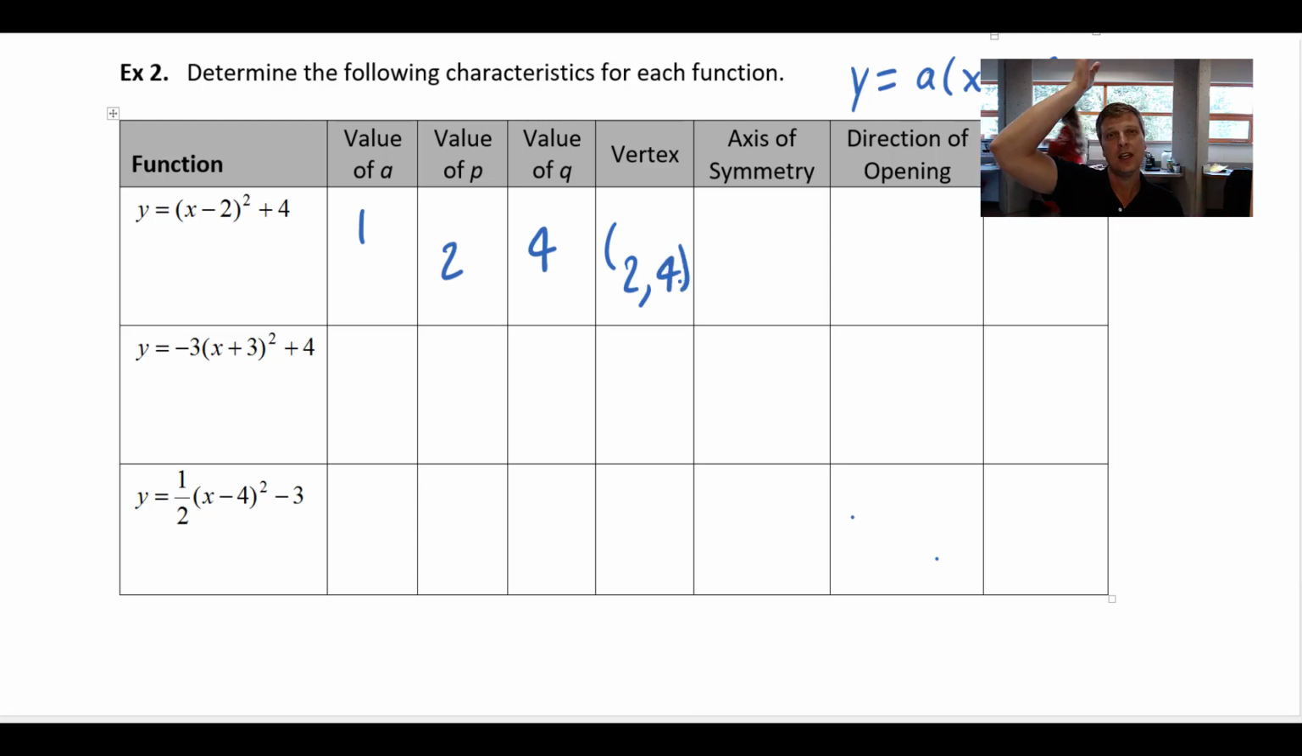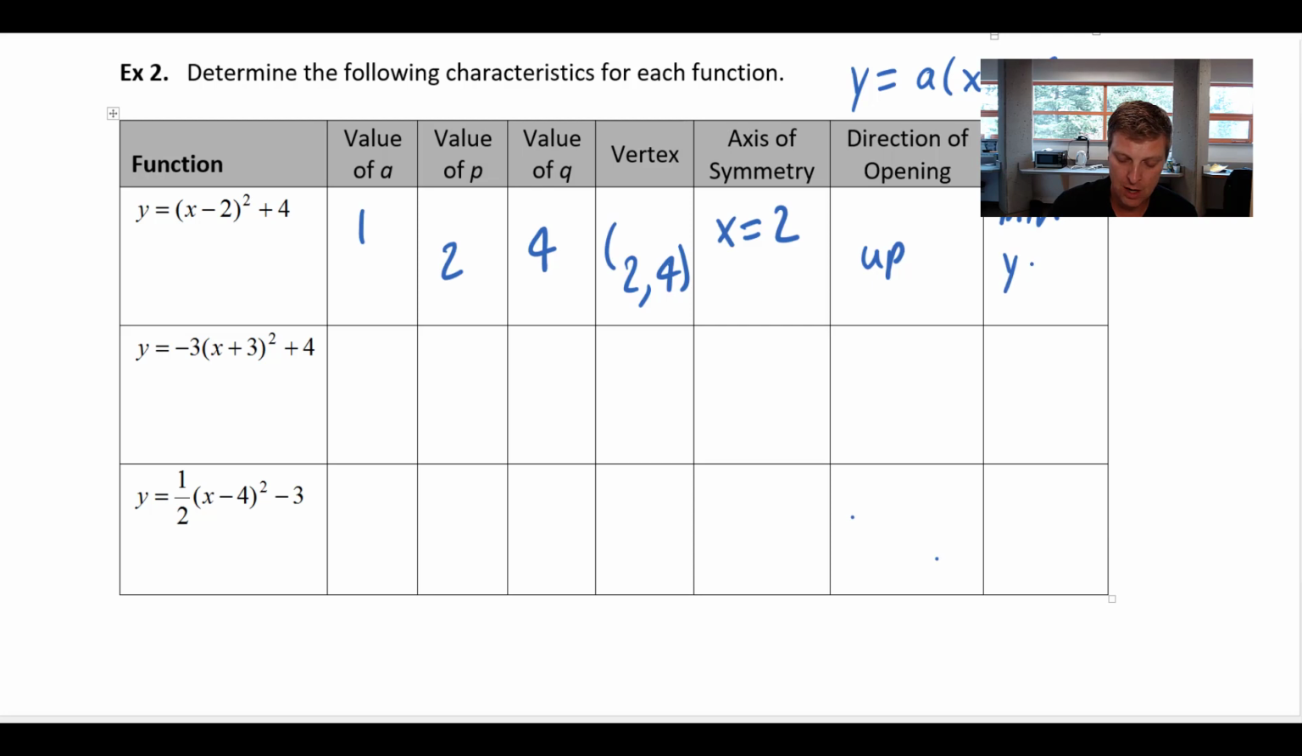Now the axis of symmetry is going to be a line that goes straight up and down right through our vertex. And so that axis of symmetry is going to happen right at x equal to 2. And then for the direction of opening, since a is a positive value, this is going to open upwards. And if it opens upwards, then that means it's going to have a minimum value, but no maximum, because it can go up in each direction. So it's going to have a minimum value, and that minimum value is going to happen right at the y coordinate of my vertex.